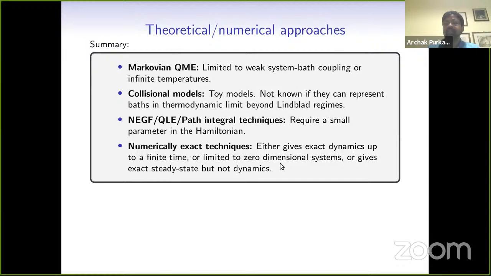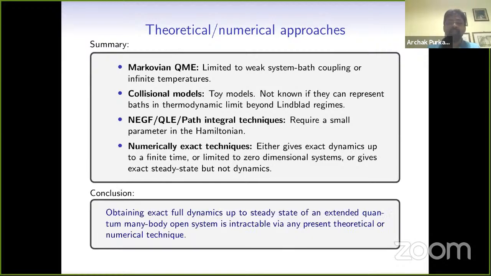And then the other techniques, the numerically exact techniques, are either limited to finite time or limited to zero-dimensional systems, or give exact steady state but not dynamics. So right at this point, it seems that obtaining the full dynamics up to steady state of an extended quantum many-body system is intractable via any present theoretical or numerical technique. So the work that I'll be talking about now is basically telling you that not anymore. Now you can do this, and I'll show how to do that.